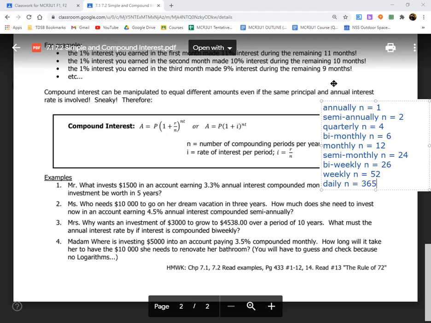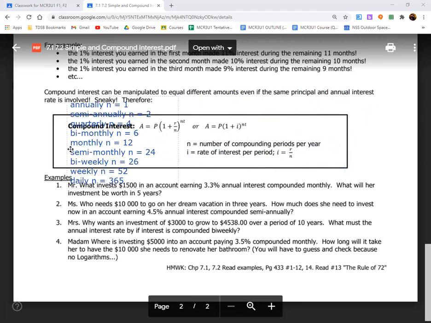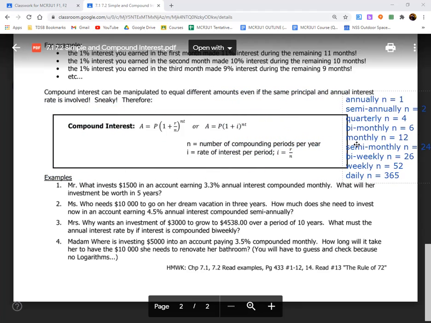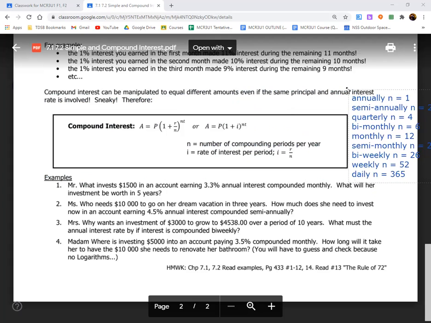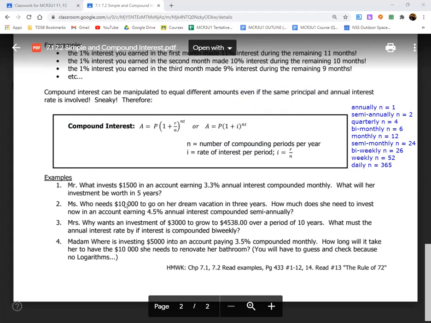Okay. As an example, these questions I already have online. Let's do number 2. In case you need this, can you see this? Let me make sure I make it smaller. Okay, I hope you can see that. Miss Who needs $10,000 to go on her dream vacation in 3 years. How much does she need to invest? Oh no, maybe number 2 is a bit harder. We'll do number 1 to use the formula, and we'll use number 2 to see how the formula can be adjusted.